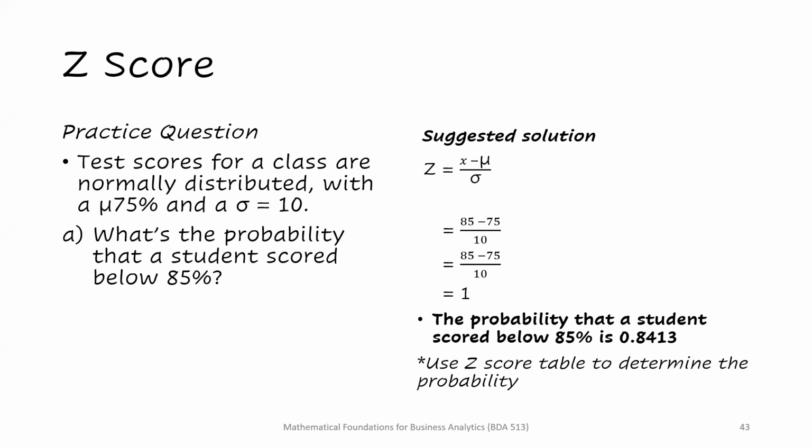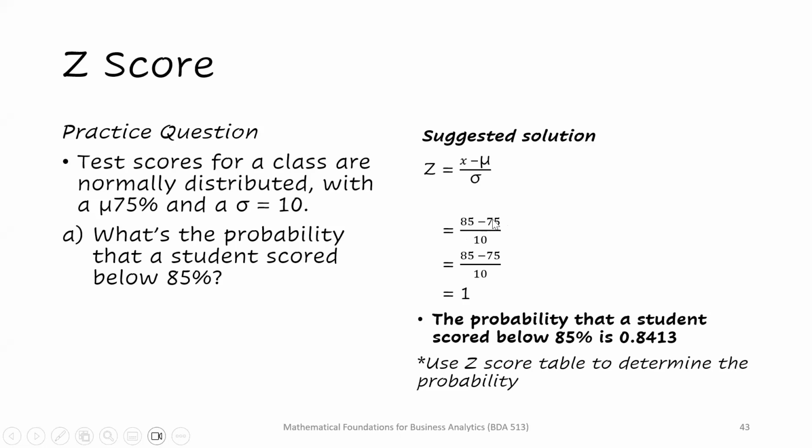So what we do is that we take the actual score of what we are looking for. We deduct the mean, and then we divide by the standard deviation. Here our x, we are interested in the score of 85%. So that is our x. Now our mean, the population mean here, is 75%.